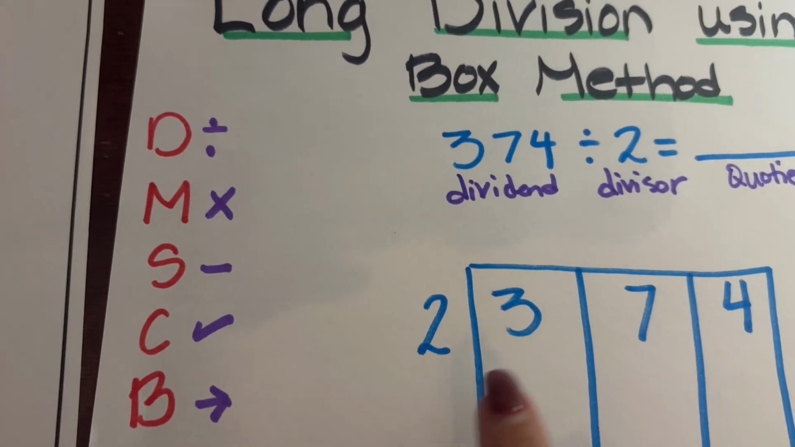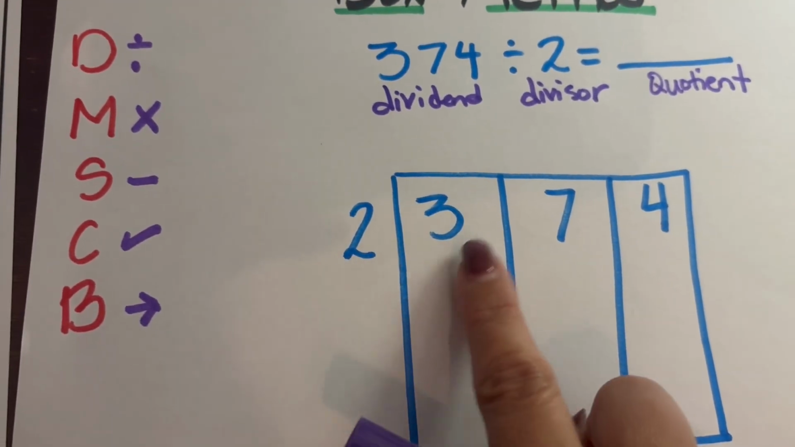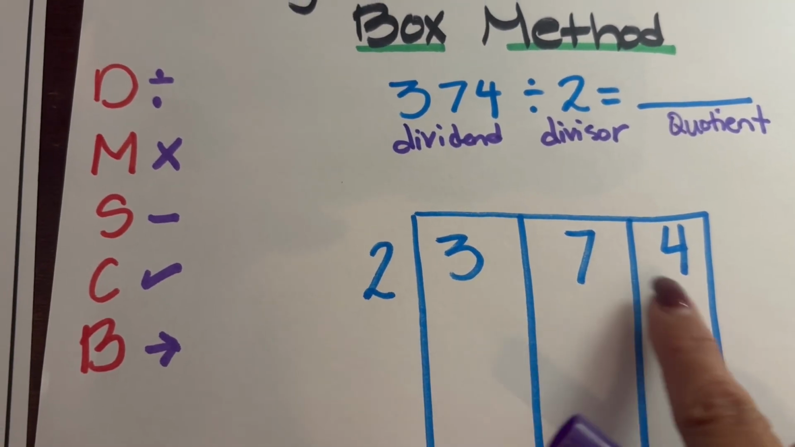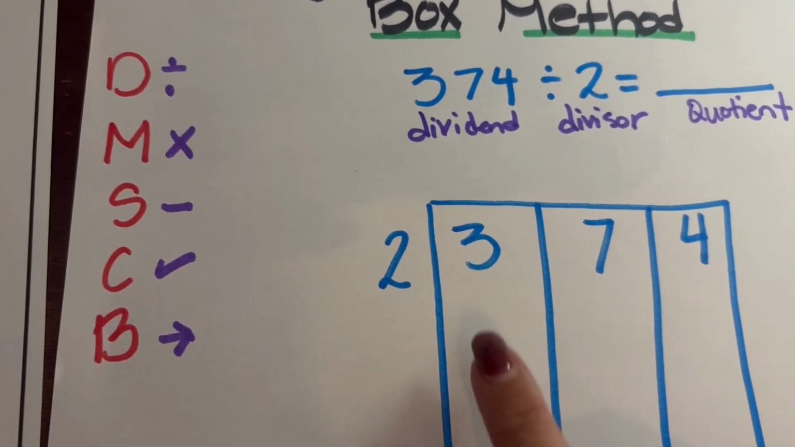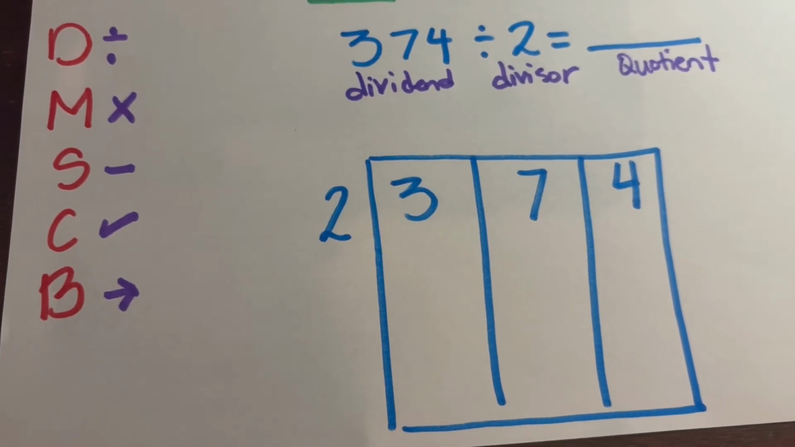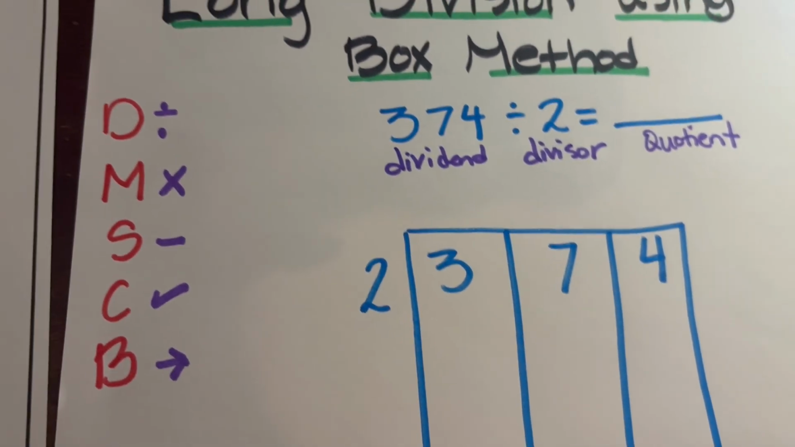Okay, so you're going to put the divisor on the outside of the box, and on the inside of the box is going to be the dividend. And with the lines, you're going to separate each digit with a line, just like this. That's how we do the box method when we divide.